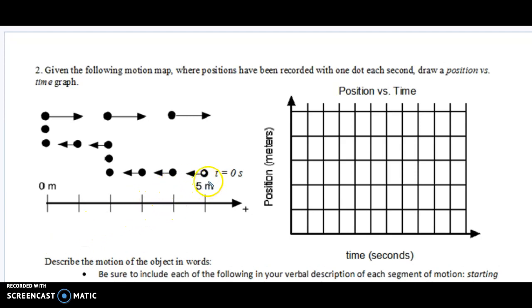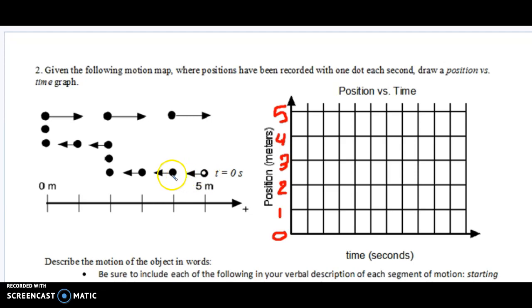on that. First things first is that my motion map is only going from 0 to 5 meters. So I'm going to label these spots 0, 1, 2, 3, 4, and 5 so that I have even increments along my graph. The next thing that I'm going to do is count the number of dots and make sure my graph space is large enough.